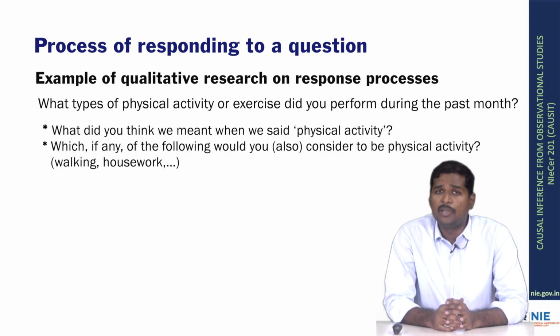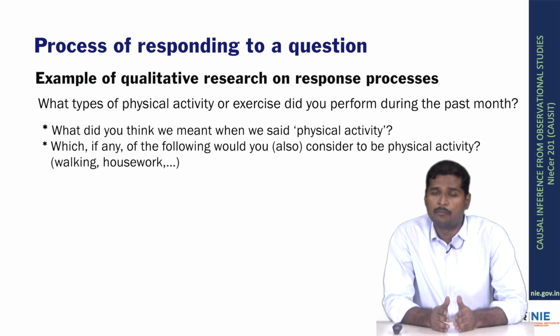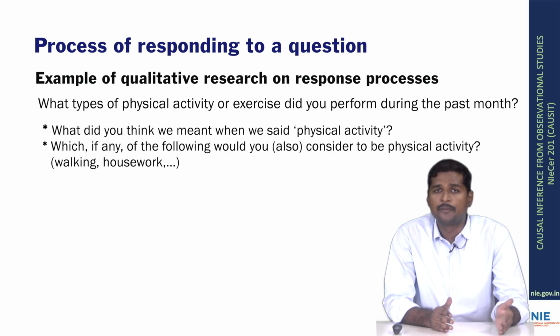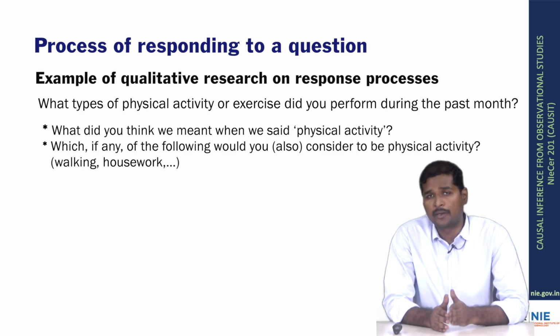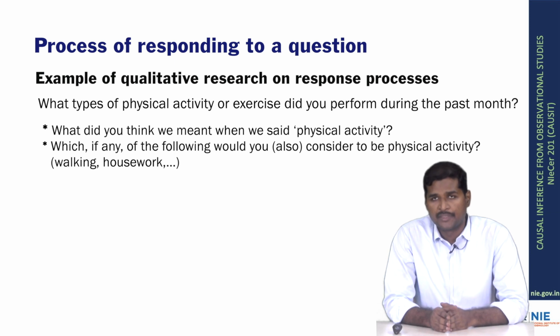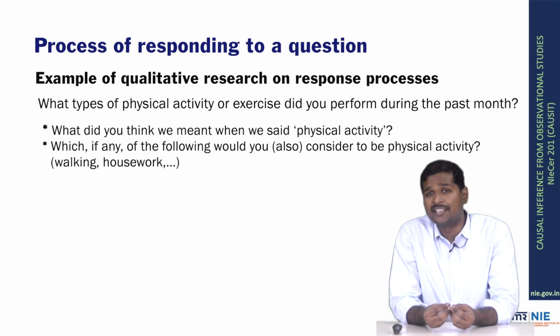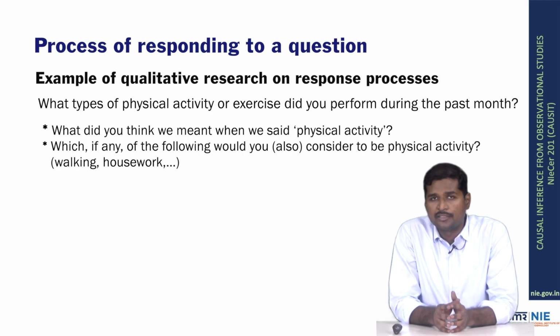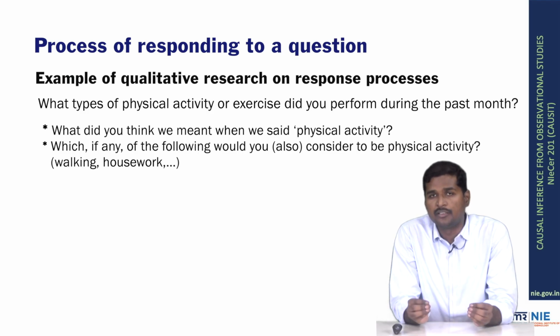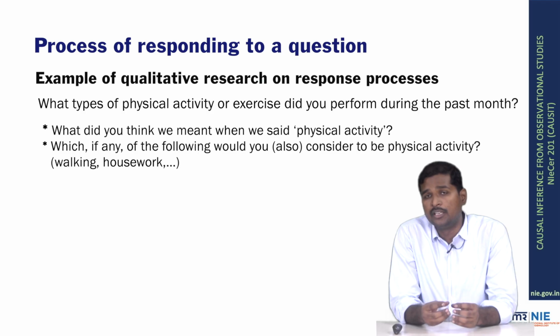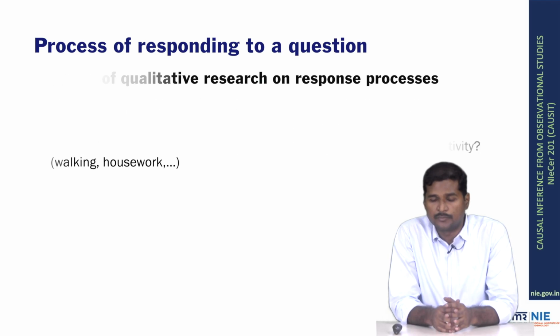So, what does he mean by past month? Does he mean the month that was before this month, or does he mean the 30 days prior to this particular day? Different people might interpret this question in different ways, and therefore errors creep in because each one understands the question differently. This is just an example to make you think that a simple question can lead to errors due to problems in the cognitive process that might differ from person to person.